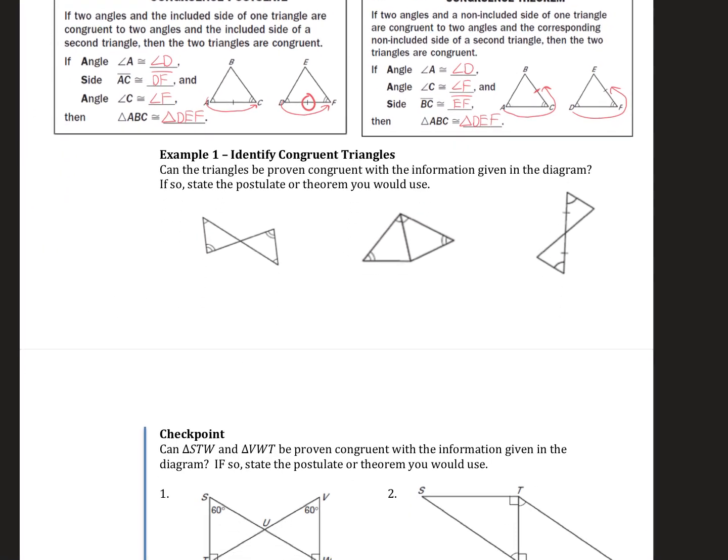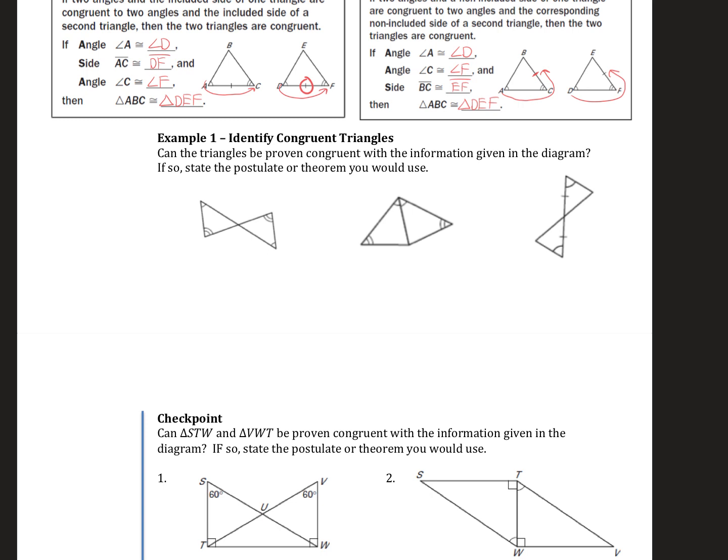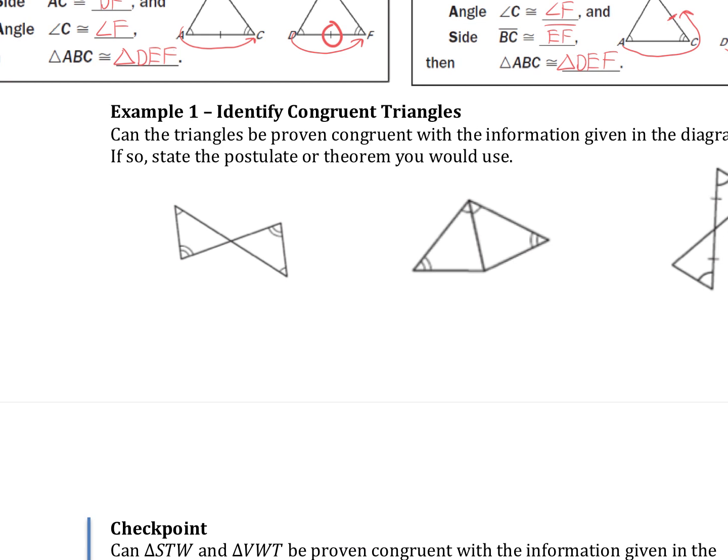Okay, why don't you, it says, can the triangles be proven congruent with the information in the diagram? If so, state the postulate or theorem you would use. Why don't you guys pause the video and see if you can give this a try. Okay, well, let's go. So we basically have angle, side, angle, or angle, angle, side here, okay? So for these kind of problems, you want to see if you have any vertical angles or reflexive shared sides. So in this first one over here, I see that we have vertical angles here, right?